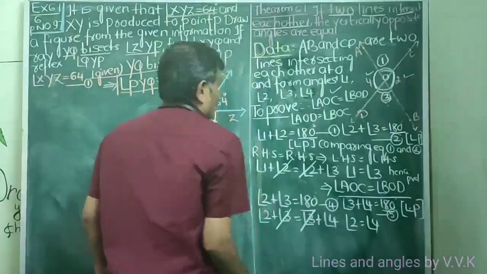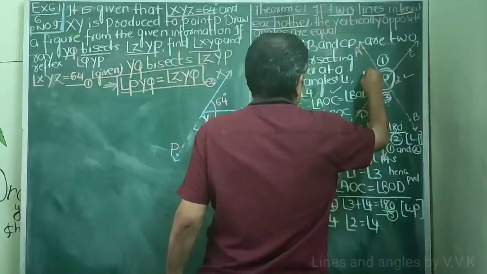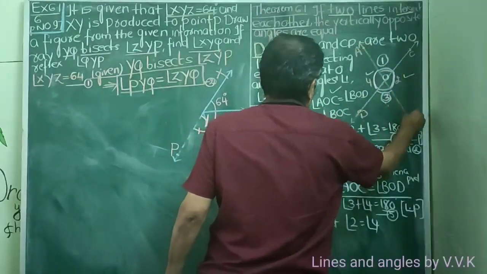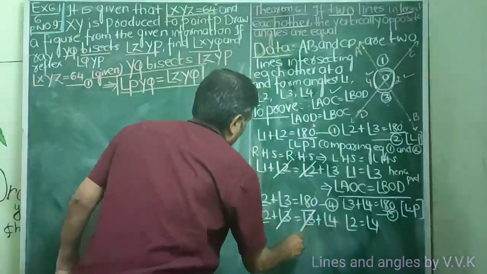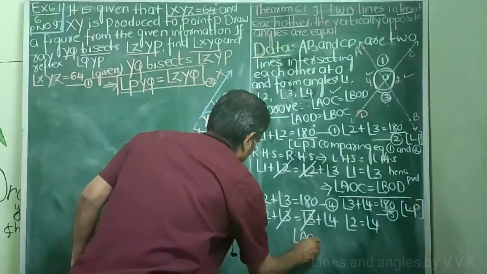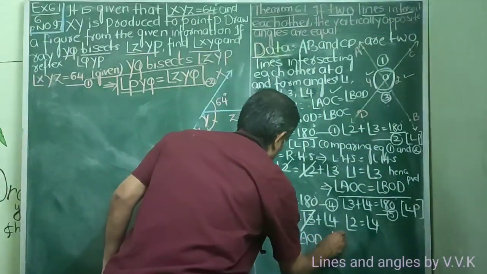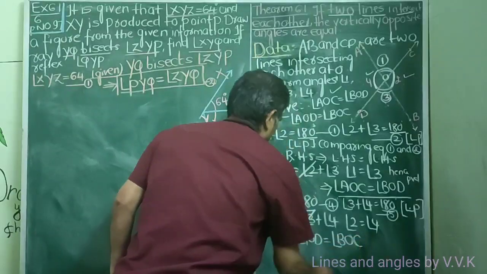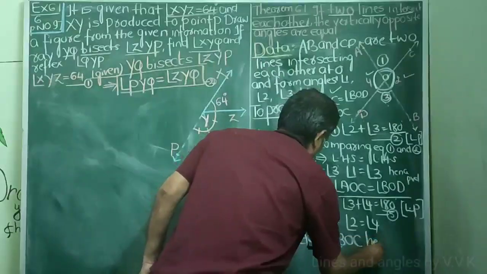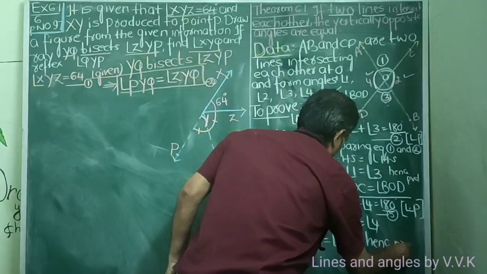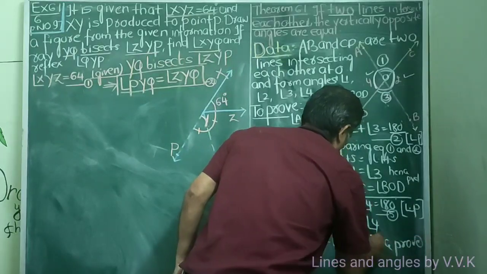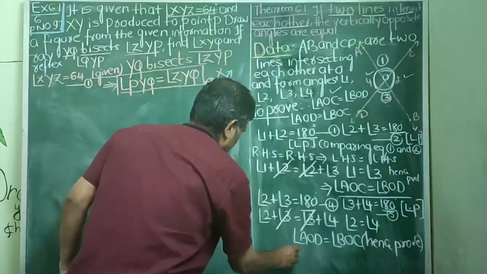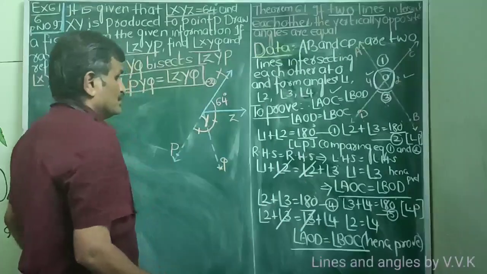Angle 2 is equal to angle 4 means angle AOD is equal to angle BOC, and hence I can say that the theorem is proved. So children, this is the systematic way in which you can prove a theorem.